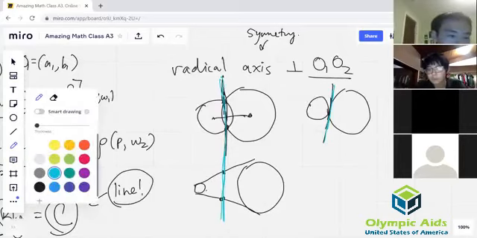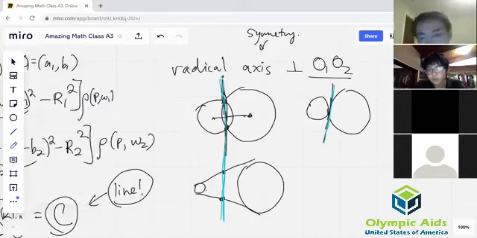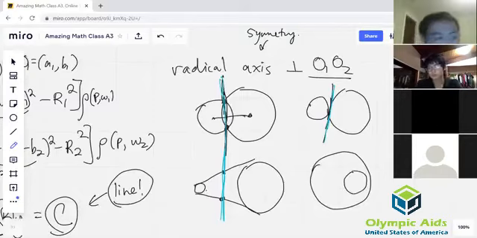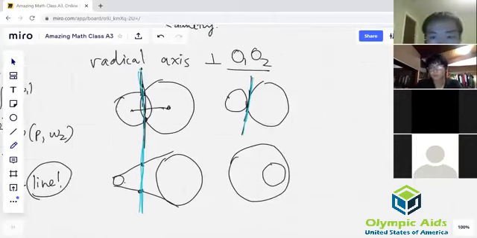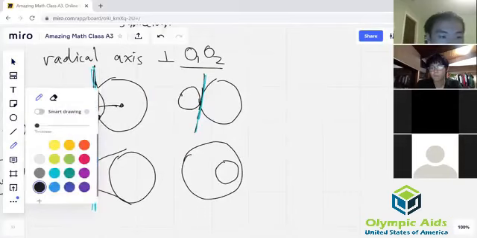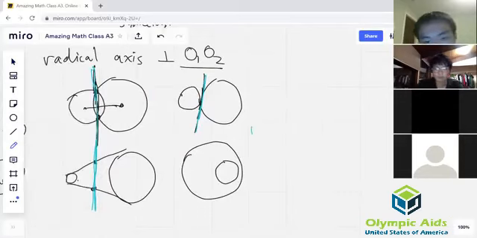And then another case of two circles is when one is inside the other. However, they can't share a center. And the radical axis is somewhere here. So why is this the radical axis? Well, you can pick some point here, draw these two tangents, and they're going to be equal. So they have the same power.